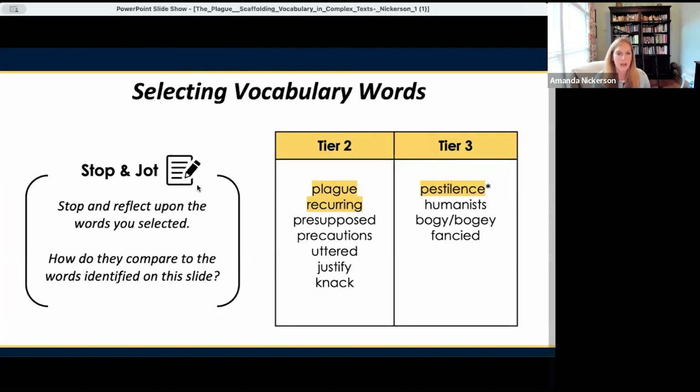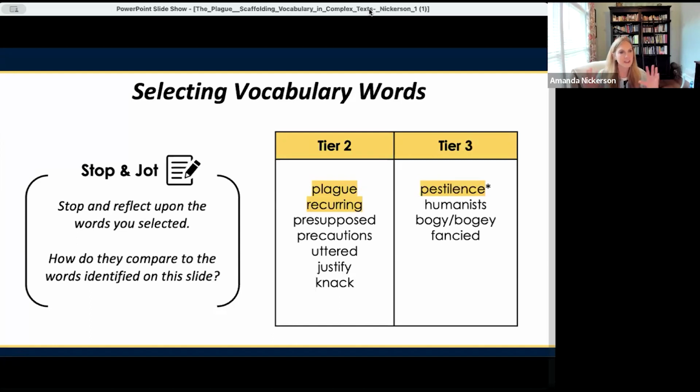text. And so what I would do at that point, and what I might ask you just to kind of mentally think about in this virtual space is, do you agree with these categorizations, right? Do you think plague and recurring might be tier 2 words that might be important for students to understand if they're reading the plague? Words like presupposed or precautions or uttered or justify or knack. What about tier 3 words in that passage? I had pestilence and humanist and boogie and fancied.